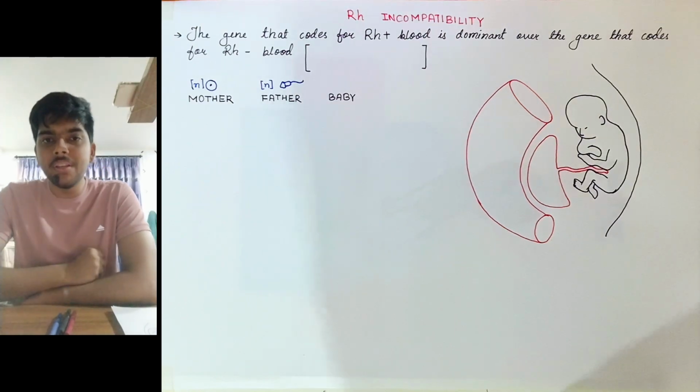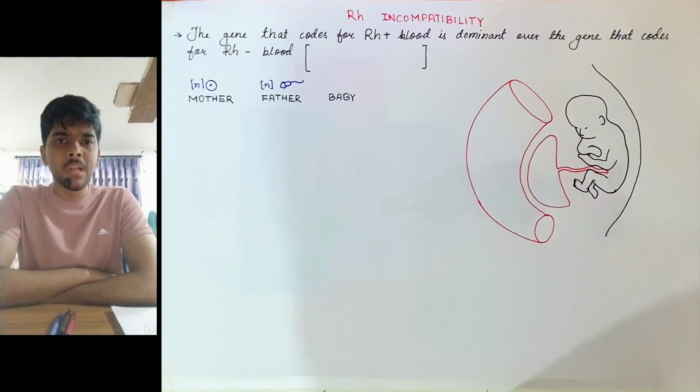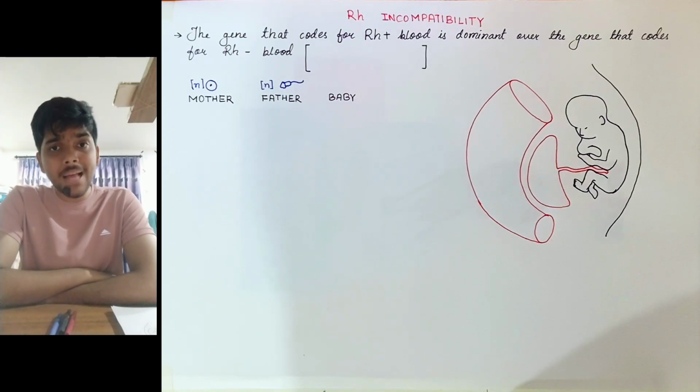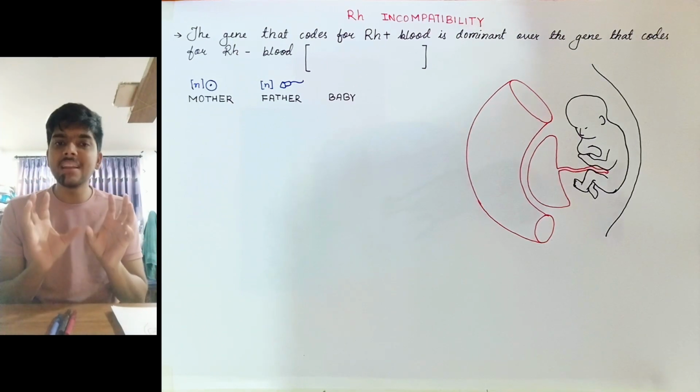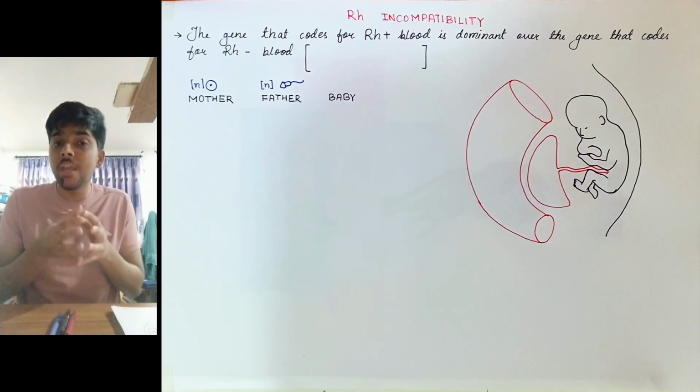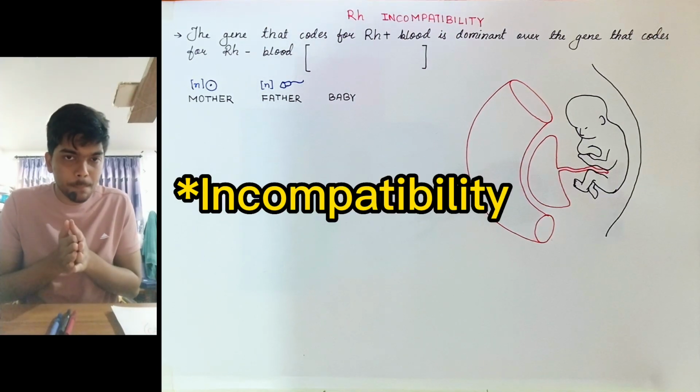RH incompatibility is the last topic remaining under blood groups. So what does the word incompatibility even mean? When two things are incapable of staying together, then that condition is known as incompatibility.